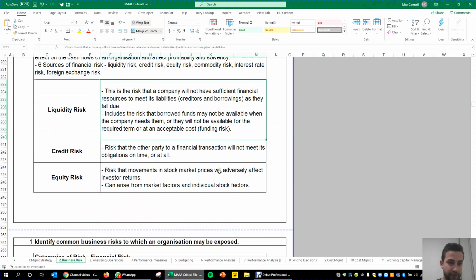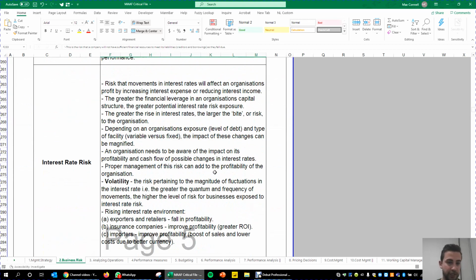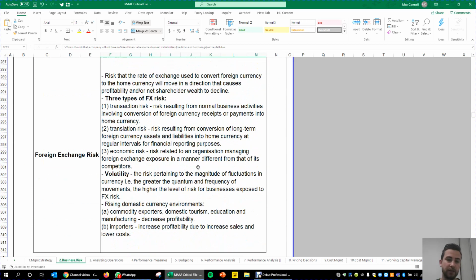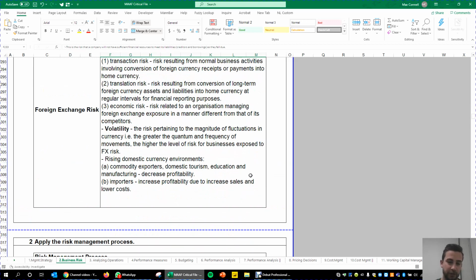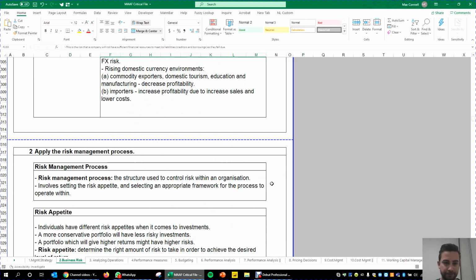And then there's commodity risk, which we mentioned above, which is the change in commodity price. There's the interest rate risk, which we talked about, which is the movements in the interest rates. And then there's foreign exchange risk. So these are all subcategories of the financial risk category.